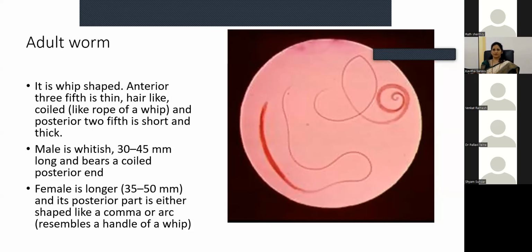So adult worms are whip shaped. The anterior end is thin or hair-like, and the posterior end is short and thick. The male is whitish, around 30 to 45 millimeters long, and has a coiled posterior end. The female is longer, and the posterior end is either comma or arc shaped.